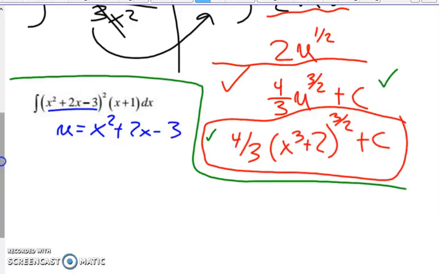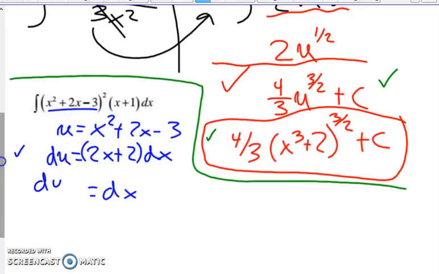Next, I'm going to take the derivative. Again, think back to related rates. Derivative of u is 1, but I'm going to add a du. Derivative of x squared plus 2x minus 3 is 2x plus 2. Add a dx. Should really put parentheses here. That's important. Next, I'm going to solve this for dx by dividing du by 2x plus 2.